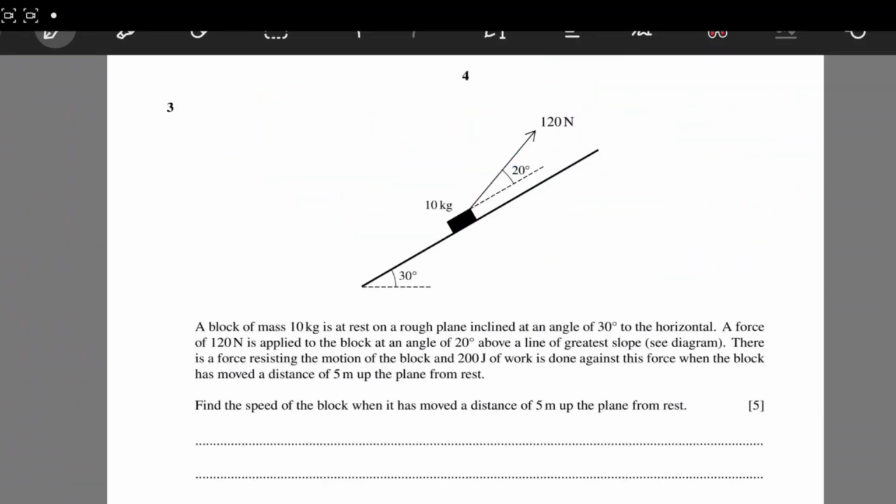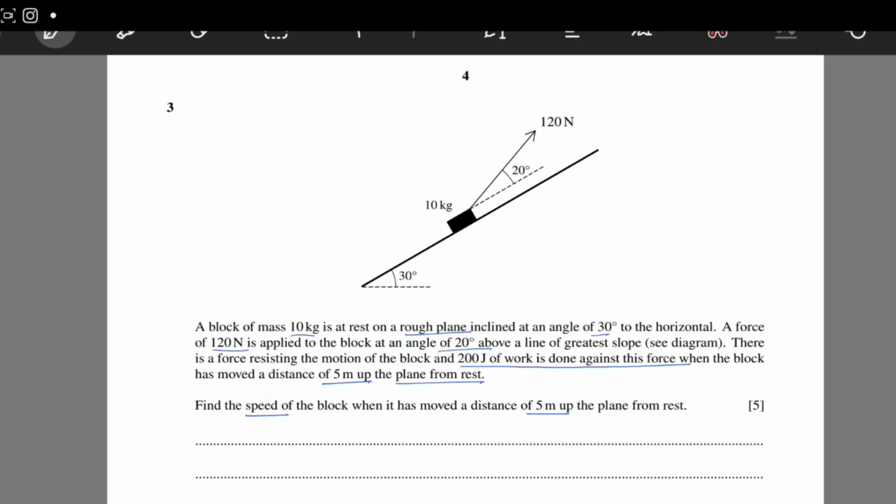Question 3. As shown in the diagram, a block of mass 10 kg is at rest on a rough plane at an angle of 30 degrees to the horizontal. A force of 120 newtons is applied to the block at an angle of 20 degrees above the line of greatest slope. There is a force resisting the block and 200 joules of work is done against this force when the block has moved a distance of 5 meters up the plane from rest. Find the speed of the block when it has moved a distance of 5 meters up the plane from rest.